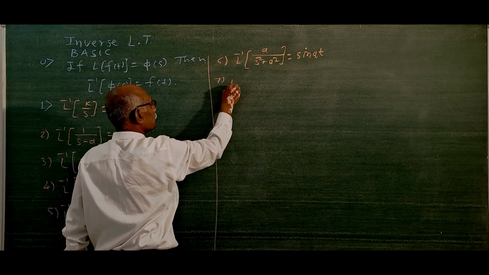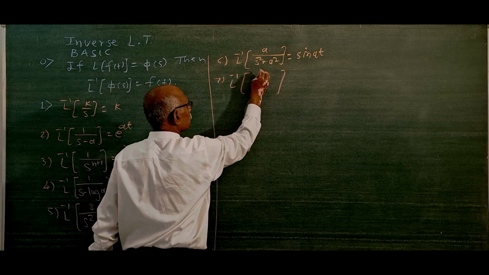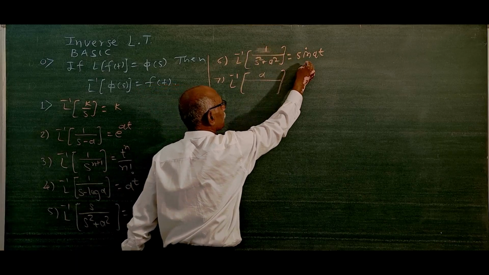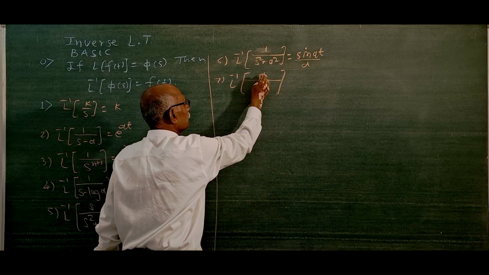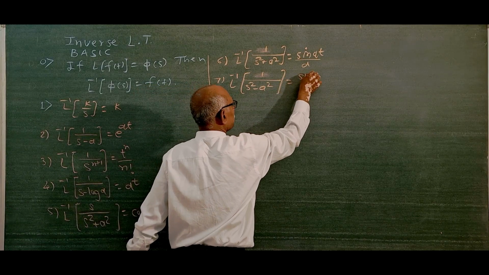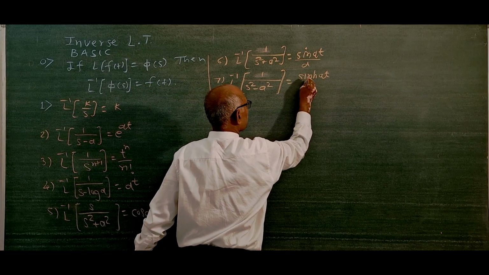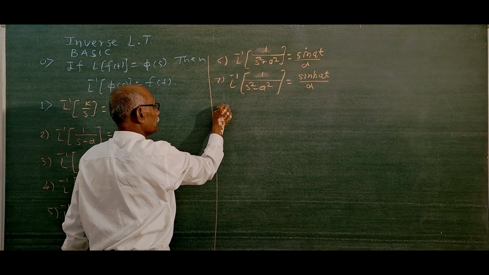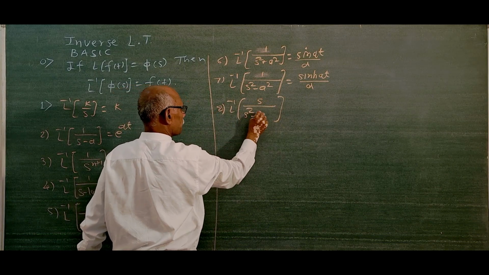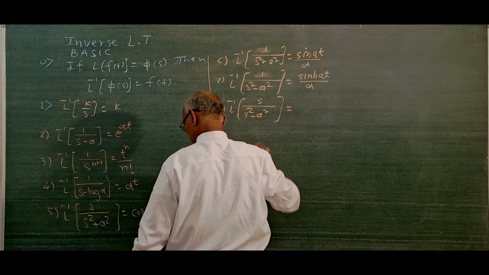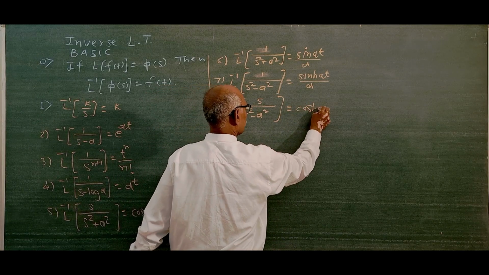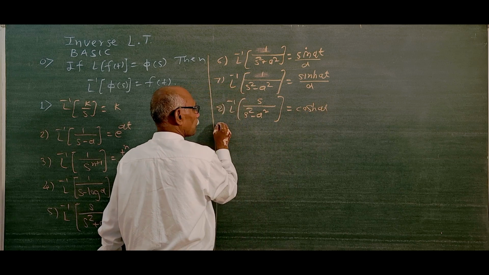Number 7, inverse Laplace of 1 upon a square minus, I am sorry, here I can write like this. This is standard formula. So here also I can write a square minus a square, and this comes sin at divided by a, and last, inverse Laplace of s divided by a square minus a square. This comes cos at, hyperbolic. Okay, so these are standard formulae.